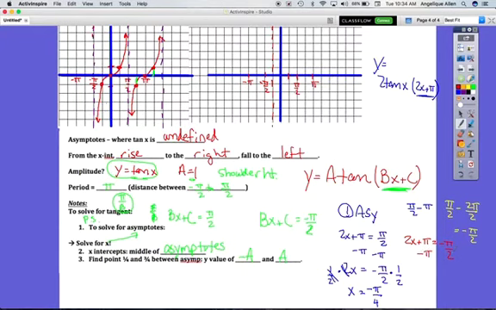Let's solve this one now. Let's subtract pi off. 2x is negative 1/2 pi minus pi. So negative 1/2 pi minus 2/2 pi. 2 over 2 is our common denominator, so that's minus 3/2 pi. So that's going to put me here.